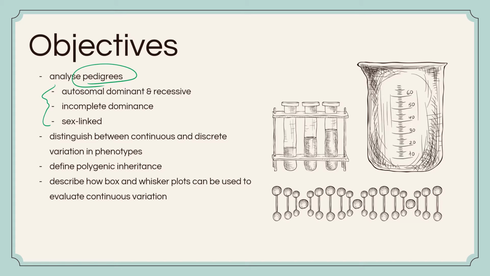all of these different modes of inheritance. We're going to also look at variation in phenotypes, distinguishing between continuous variation and discrete variation. We're going to talk about what even is polygenic inheritance, and then we're going to take a quick look at some data analysis and how we can use box and whisker plots to evaluate continuous variation.